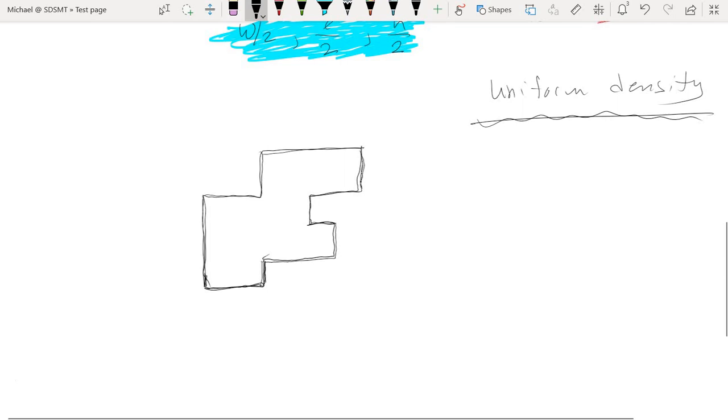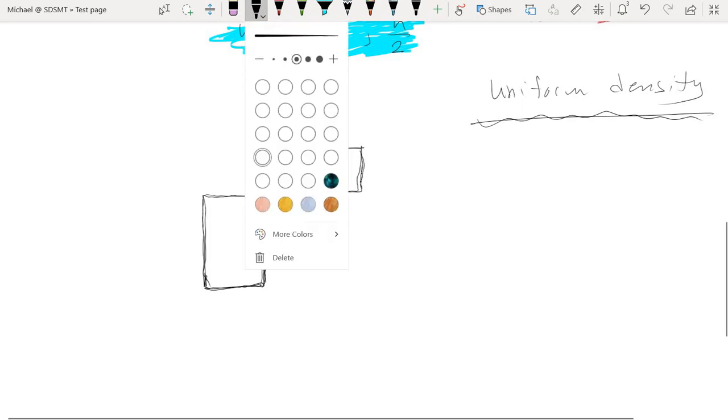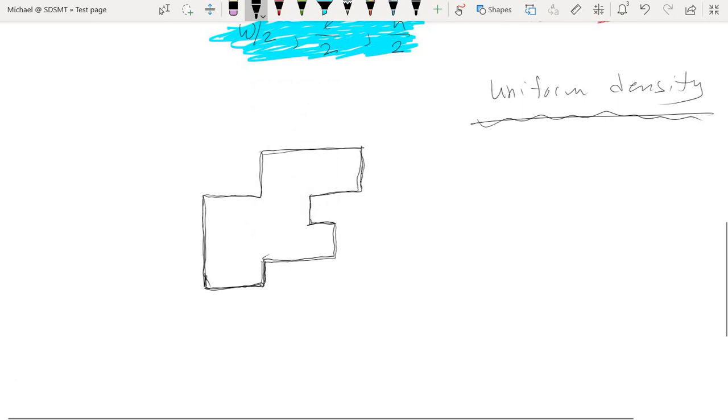Next thing we need to know is the dimensions of our object. So I'm going to go through here and I'm going to write out what I think the dimensions are. We'll say that this is 5 centimeters, 5 centimeters, 5 centimeters, 5 centimeters. We'll let this be 3, this can be 5, we'll let this be 3.